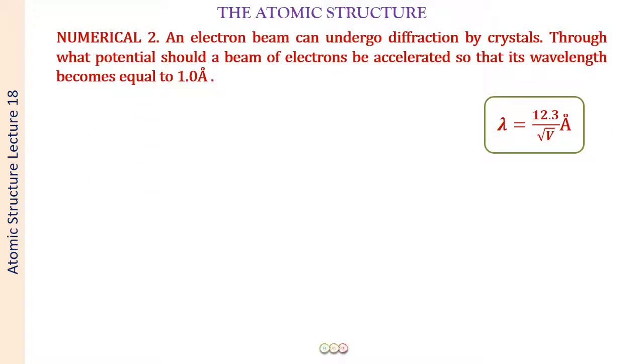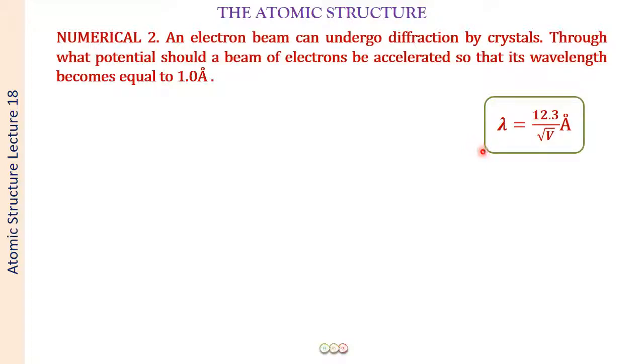So the next question we have is: an electron beam can undergo diffraction by crystals. Through what potential should a beam of electrons be accelerated so that its wavelength becomes equal to 1 angstrom? We have been given the wavelength and we have to find the potential. You have been told this relation while we were deriving this. The lambda for the electron is going to be 12.3 divided by under root of the potential, in angstrom. I hope you remember, we just now did this.